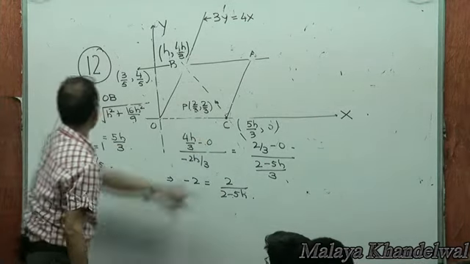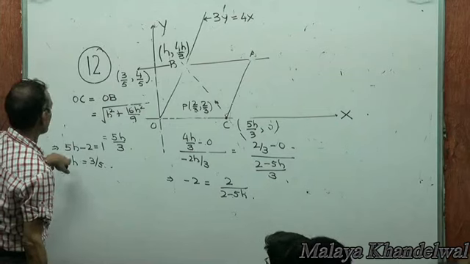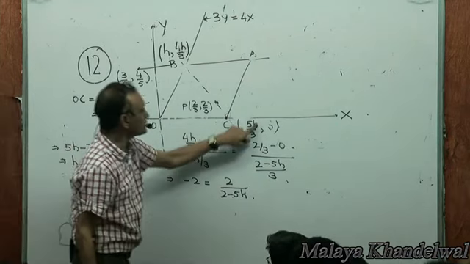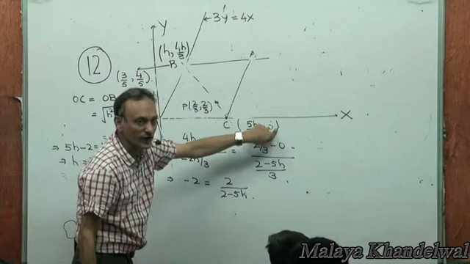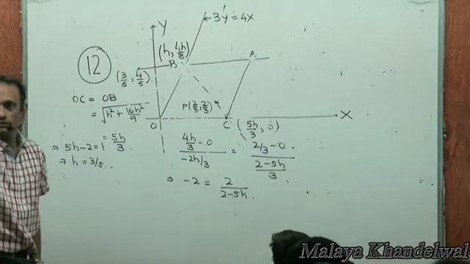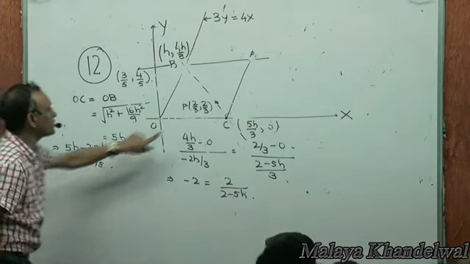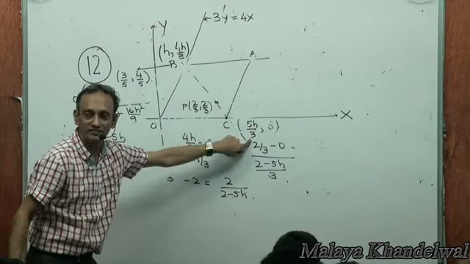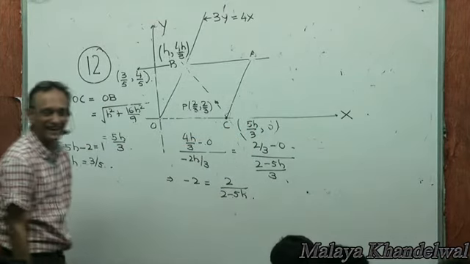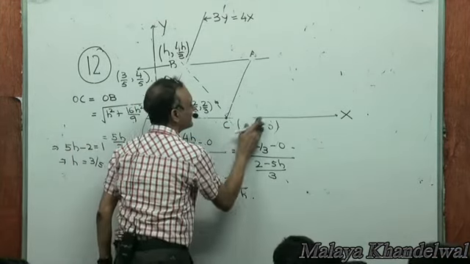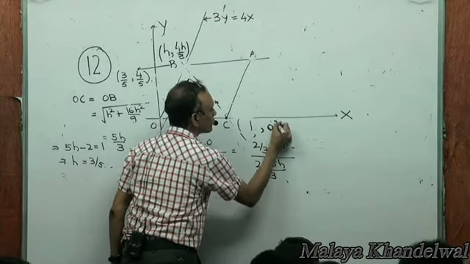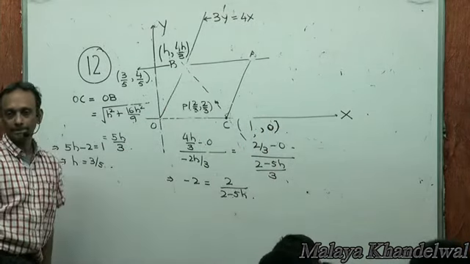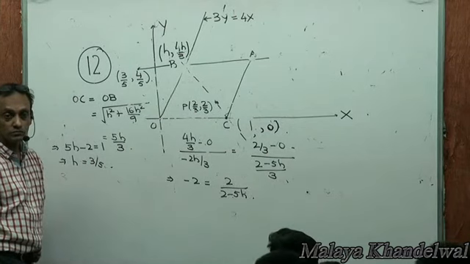I know the coordinates of C. See, 5h by 3 is 1, so this would be 1 comma 0. Put h equal to 3 by 5, and 5h by 3 would be 1 comma 0. So 1 comma 0 would be the coordinates of C. Right? So far so good.